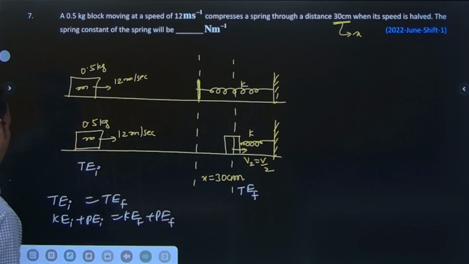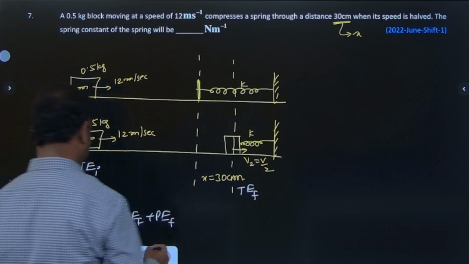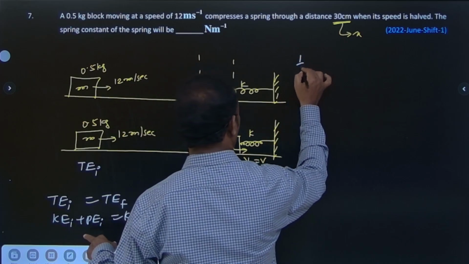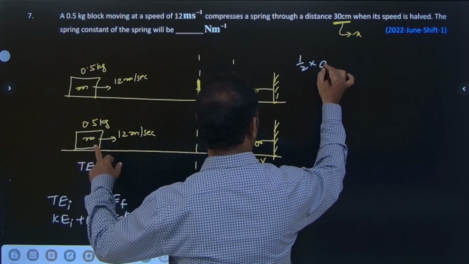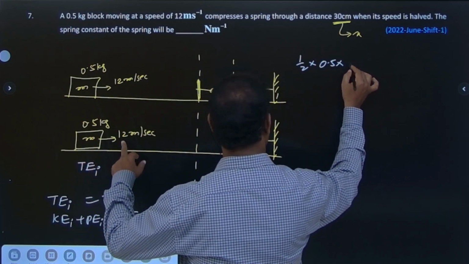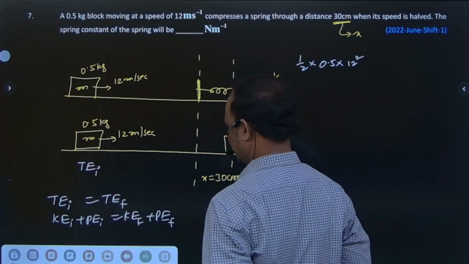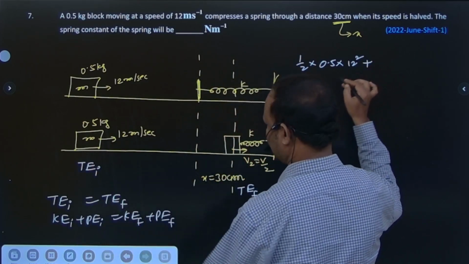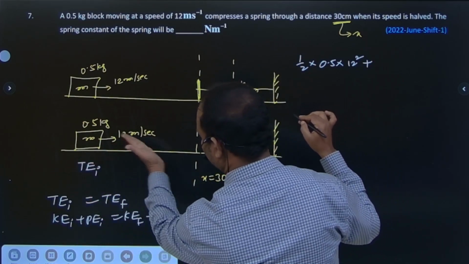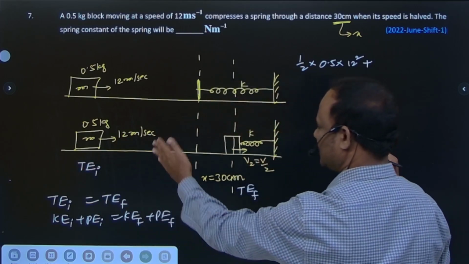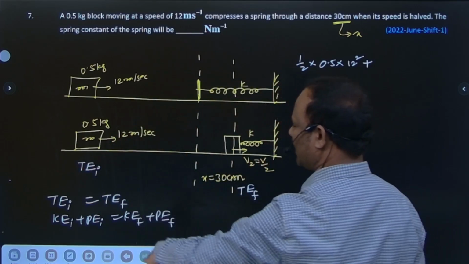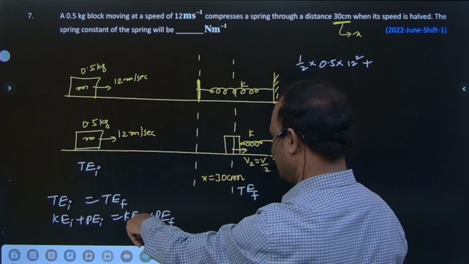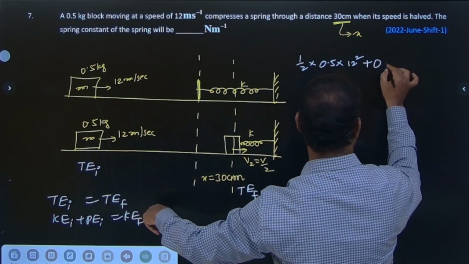Kinetic energy is half mv square. Half m, the mass is 0.5, v square means 12 square, plus potential energy. It is on the ground, and potential energy due to gravity is the same for all the cases, so I am taking that as 0.